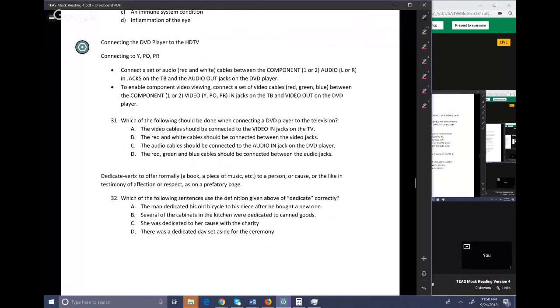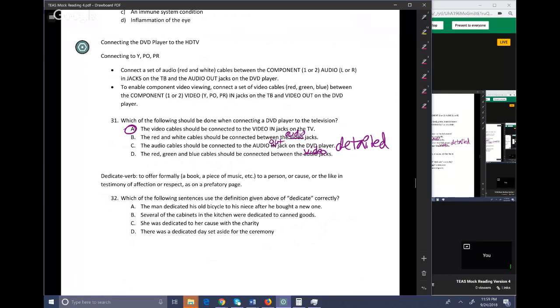The connecting the DVD player, again, everything in here is an official passage. There's only one question about this, number 31, and that's going to be A. Every one of these is backwards in some way. So right there, it says video and should say audio. Right here, it says audio and should say video. And this says in and should say out. So this is really detailed. You have to be really careful that you're detailing this to get that right.